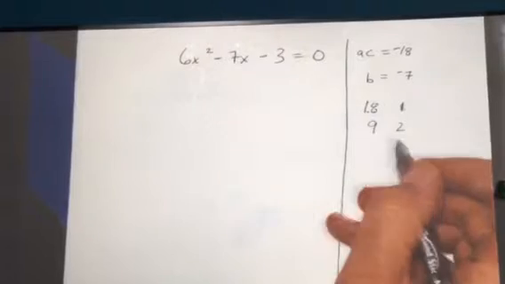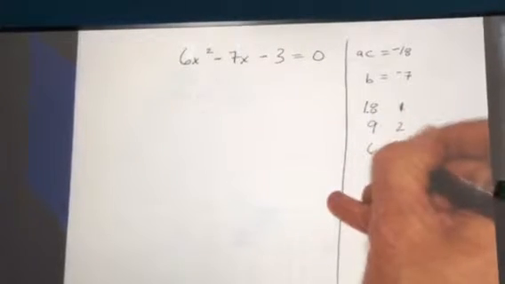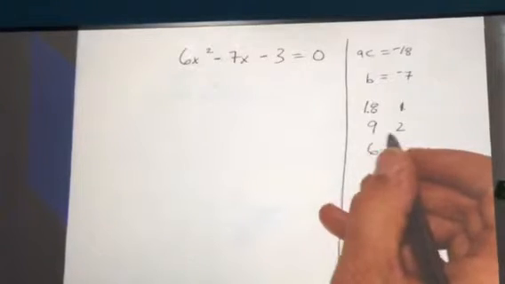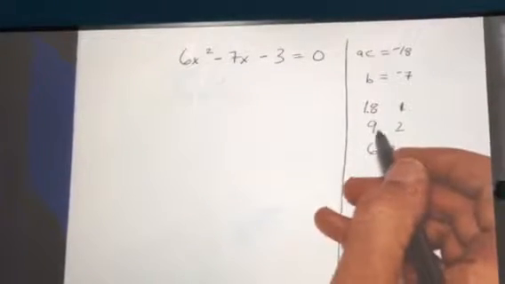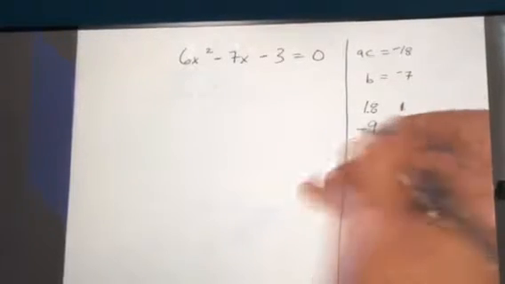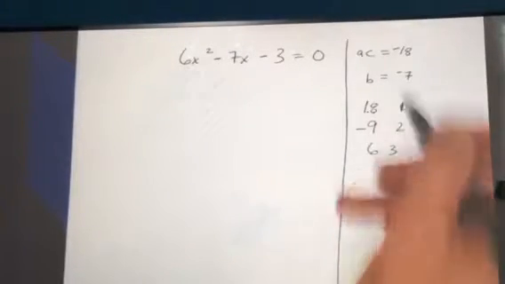Let's imagine they don't work. We could look at 6 and 3 as another option. But in this case, 9 and 2 work. We can make them add to equal -7 if the 9 is negative. And -9 times 2 is -18.